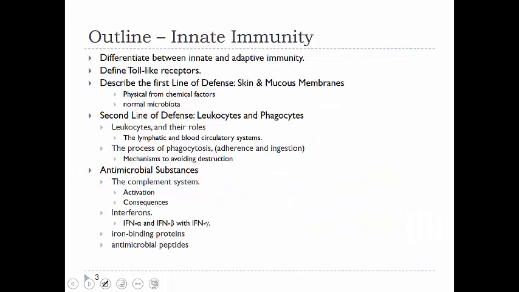Okay, so we're going to talk about immunity. We're going to first bring up innate and adaptive, and then go into innate for this lecture, and adaptive is the next chapter. We're going to talk about the first line of defense, the second line of defense, antimicrobial substances, including complement, and mention interferons, iron-binding proteins, etc.